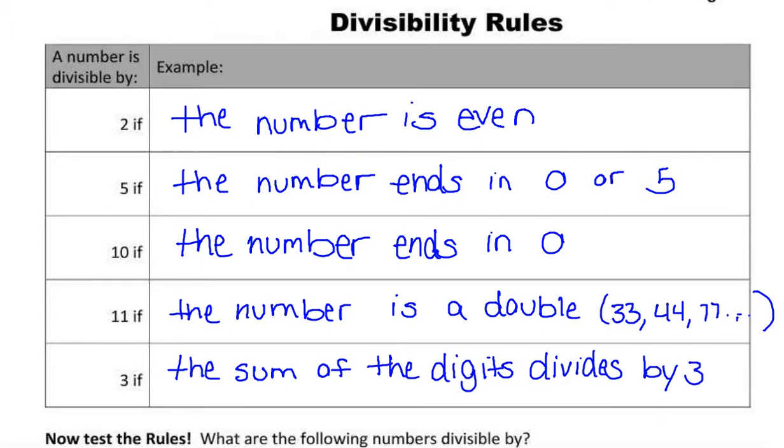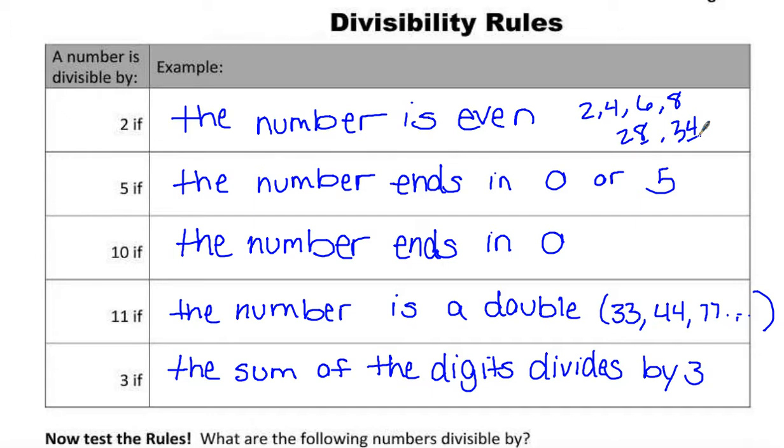So a number is divisible by 2 if it is even. So even numbers would be your 2, 4, 6, 8, 28 because it ends in 8, and like 34 because it ends in 4. That's how you know if a number is even. So that's when you can automatically divide by 2.